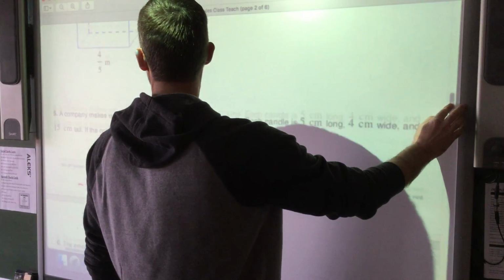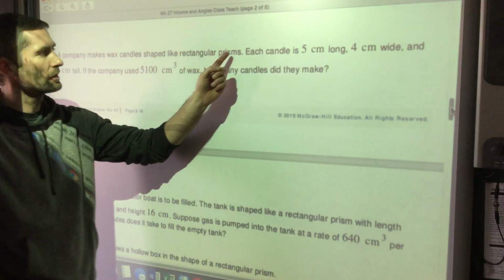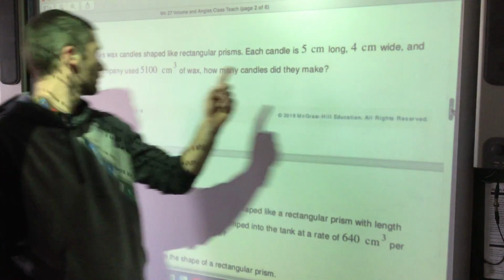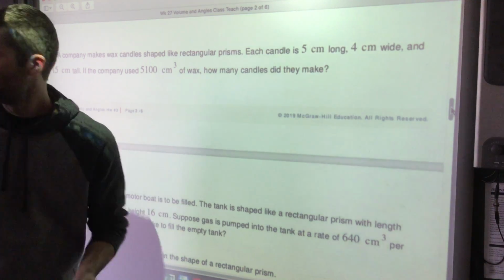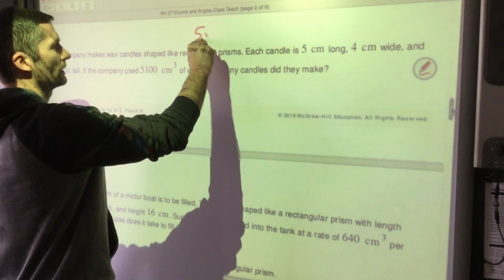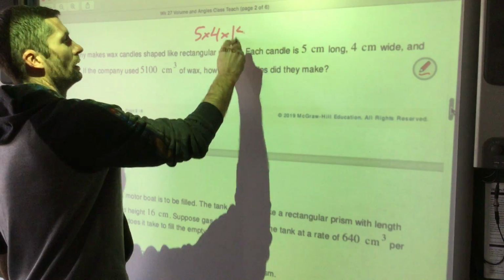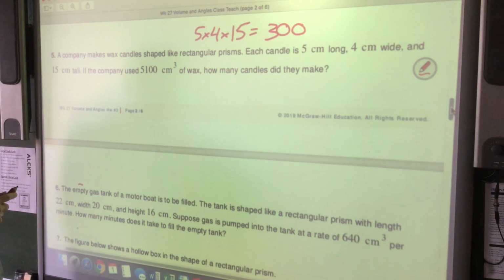Next question. We got some word problems. These do let you use a calculator. A company makes wax candles shaped like rectangular prisms. Each candle is 5 by 4 by 15. Okay, so first let's figure out the volume of each candle. 5 times 4 times 15. Okay. 5 times 4 is 20, 20 times 15 is 300. So we have 300 cubic meters. I should write that down, even if I'm using a calculator. Okay, so each candle is 300 cubic meters.